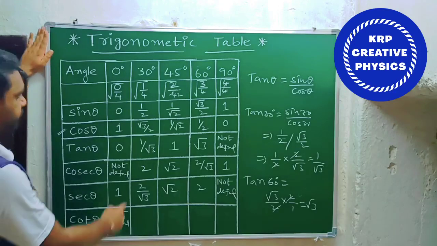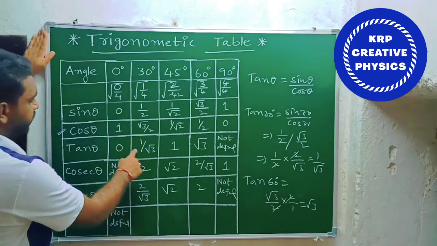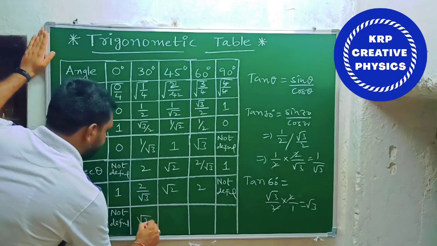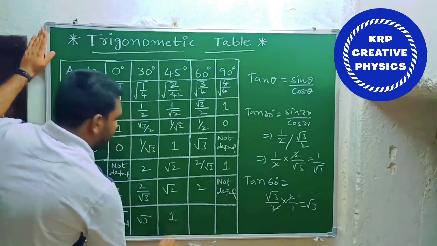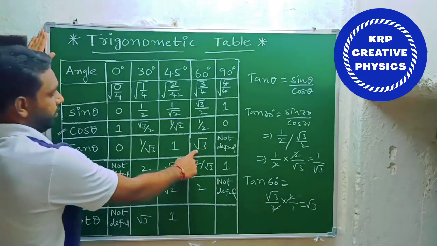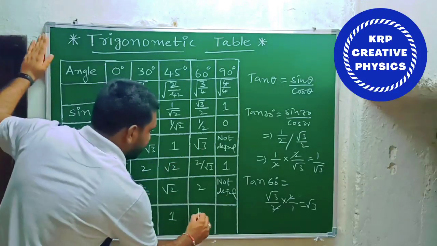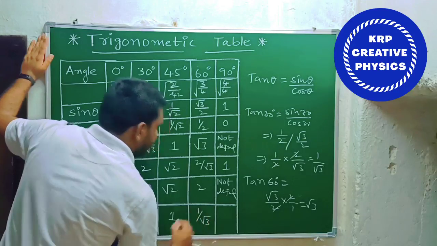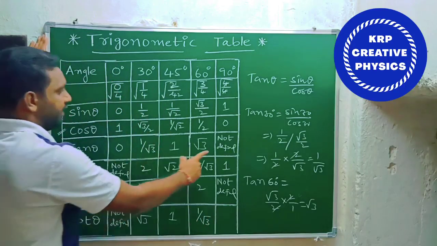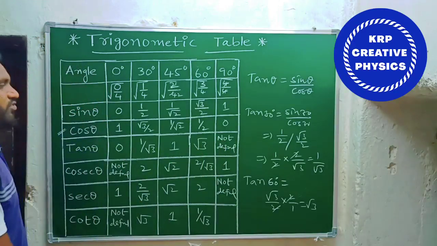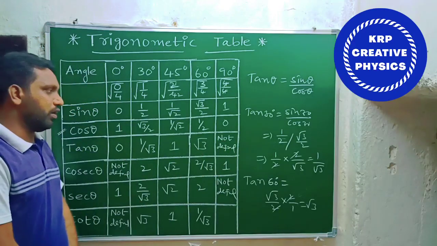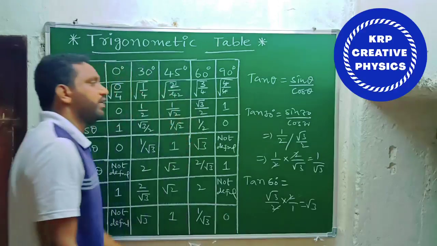So next. So the reciprocal of 1 by root 3 means what here? Root 3. So the reciprocal of 1 is always 1 only. No problem with it. So next one, the reciprocal of root 3 is 1 by root 3. It is very, very easy. And what about the last one here? Tan 90. So 1 by infinity. 1 by infinity means what here? The reciprocal of undefined, not defined. So 1 by infinity is 0.